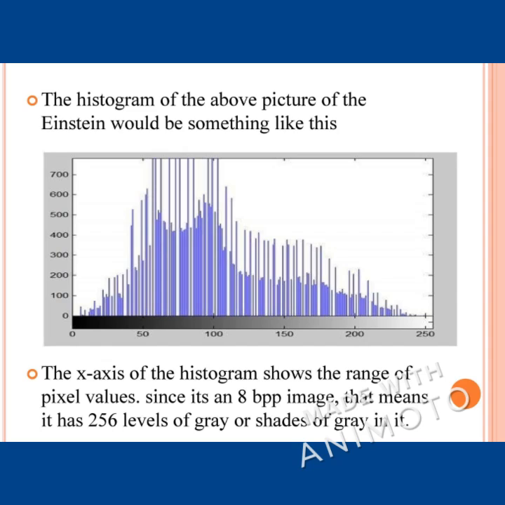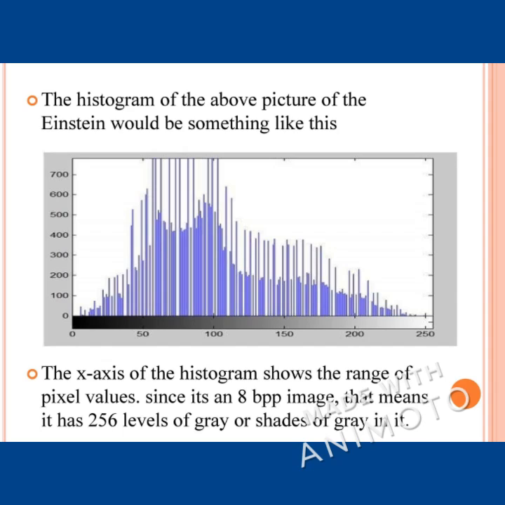The x-axis of the histogram shows the range of pixel values. Since it's an 8 bpp image, it has 256 levels of gray, or shades of gray. That's why the range of the x-axis starts from 0 and ends at 255 with a gap of 50, whereas the y-axis is the count of these intensities.